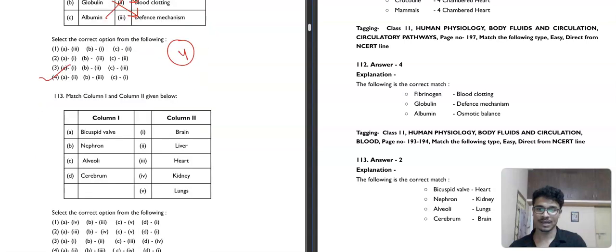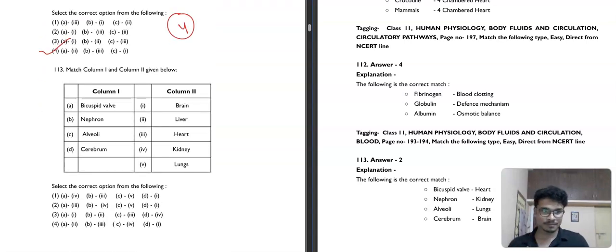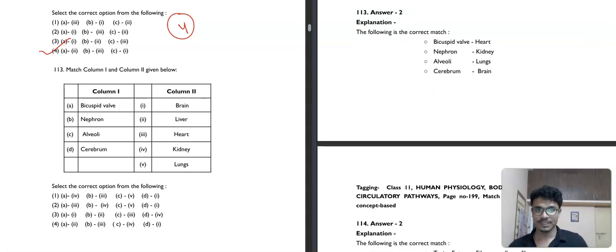Then question number 113. It is saying bicuspid valve, where is it present? Bicuspid valve is present inside our heart, between left atrium and left ventricle. Then nephron is present in our kidney. Then alveoli is present in our where? Lungs. And cerebrum is present in our brain. So our correct answer for this question will be the second option.